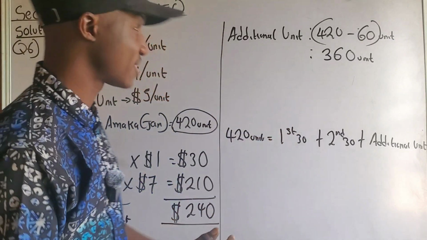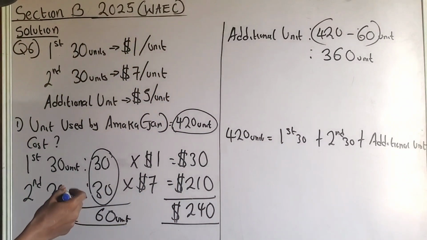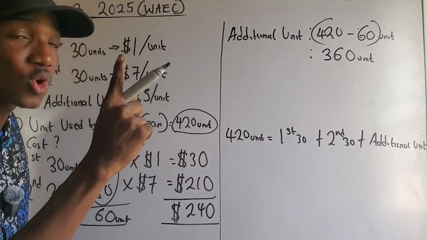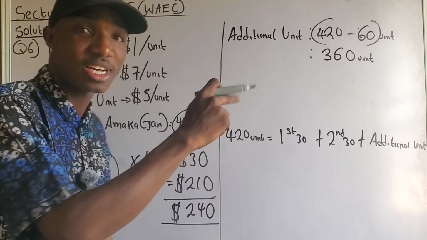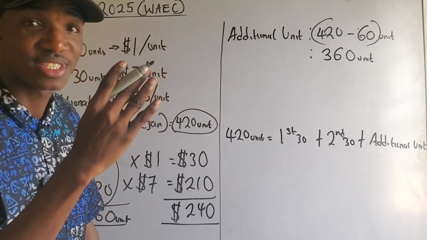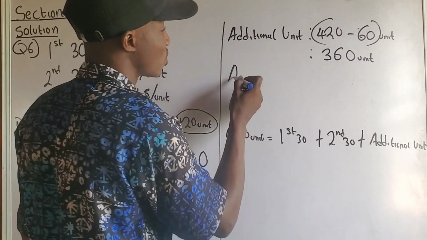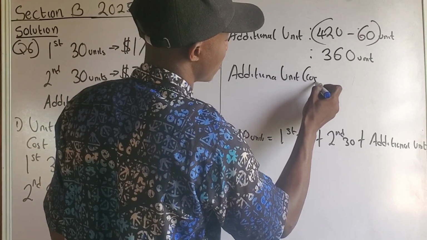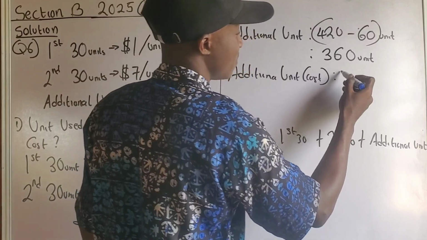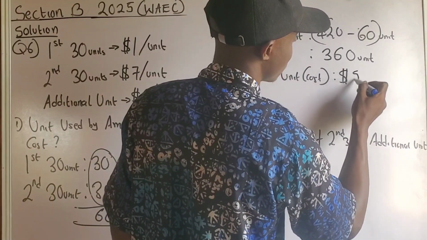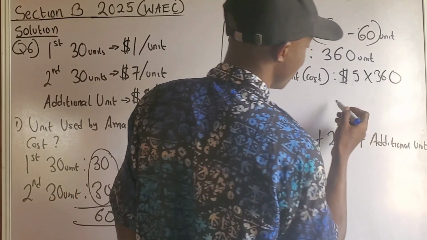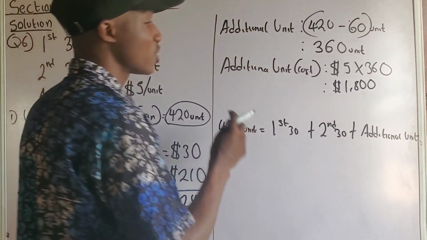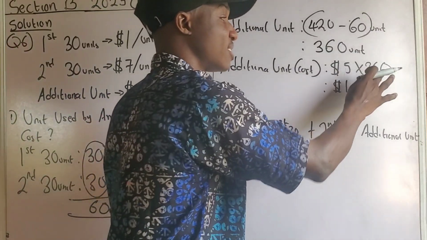360 units, right? Yes. Now, the cost of additional unit is $5 per unit. That is, for a single unit, so you are paying $5. Now, for 360 units, you are going to be paying 360 times 5. Are you getting it? So the cost of the additional unit will be $5 times 360. Are you getting it? $1,800.